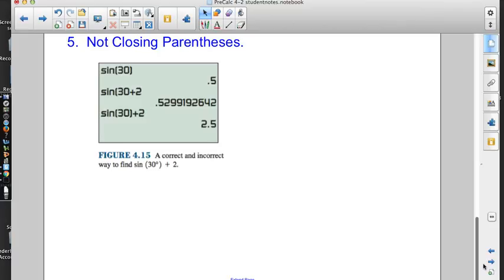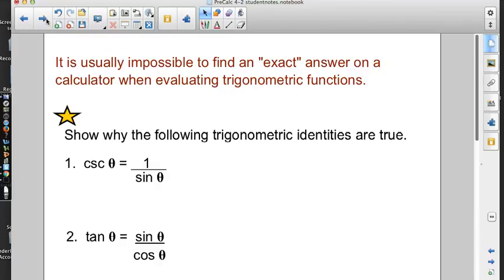So you have to tell it explicitly what you want it to do, and be careful to close off parentheses when you're touching these things in. So like it says, we've got a correct and incorrect way to find the sine of 30 degrees plus 2. This is not going to do it, right there in the middle. So be careful when we need to use the calculator. And like I mentioned, we're not going to use it a whole lot anyway, because what we'd like to do is have exact answers, and it's impossible to find exact values on a calculator when evaluating trigonometric functions.